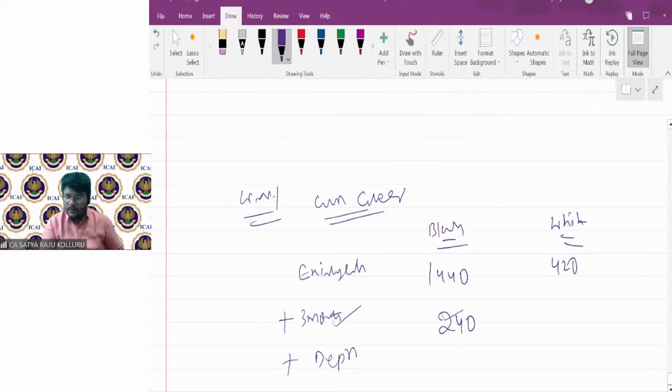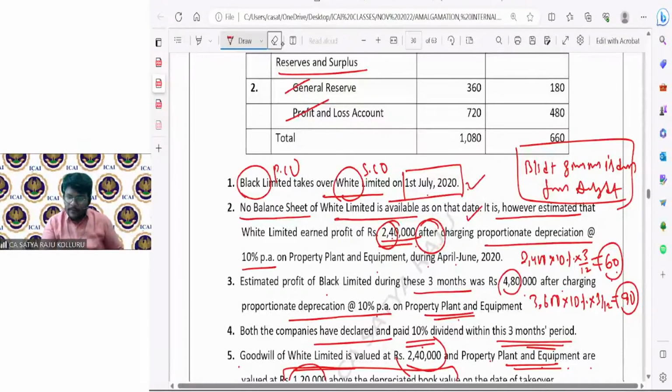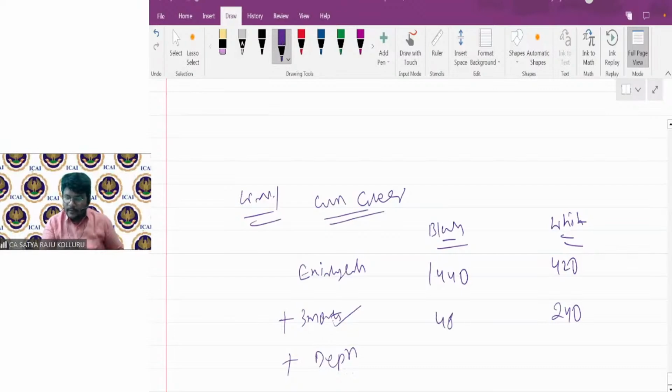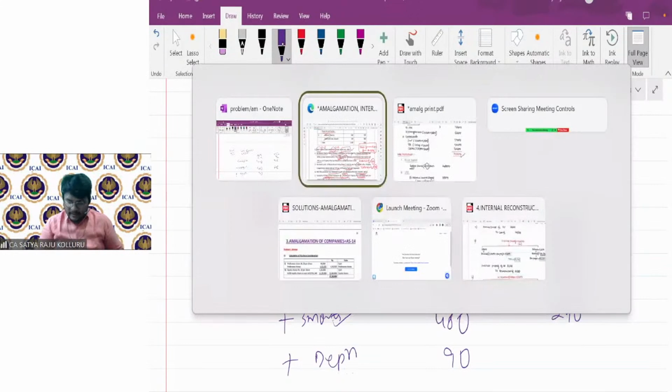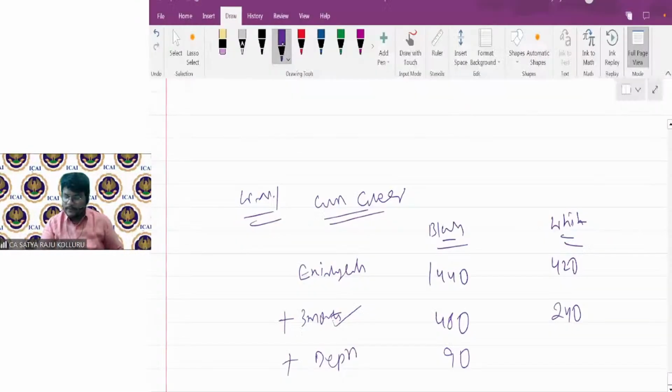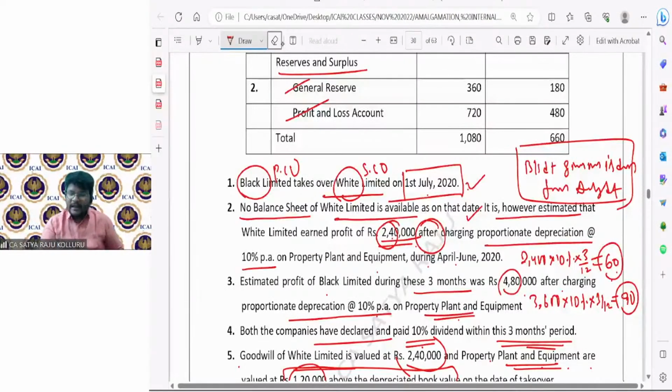This is 240. Sorry. Here it is 240. For black, it is 480. Then depreciation also given. Here it is 90. For white, it is 60. Do you understand all of these points? So depreciation I added. Profits also I added.